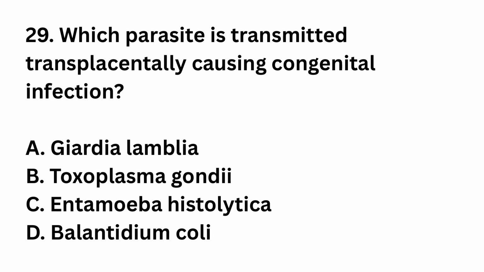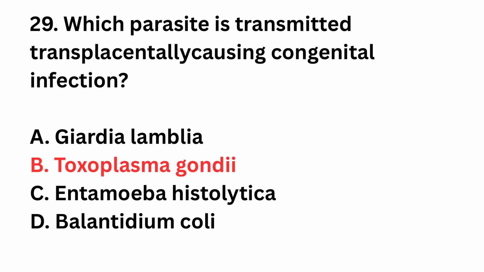Question number 29. Which parasite is transmitted transplacentally, causing congenital infection? Giardia lamblia, Toxoplasma gondii, Entamoeba histolytica, Balantidium coli. The right answer is option B, Toxoplasma gondii. Tachyzoites cross the placenta during acute maternal infection. It can cause severe fetal abnormalities.